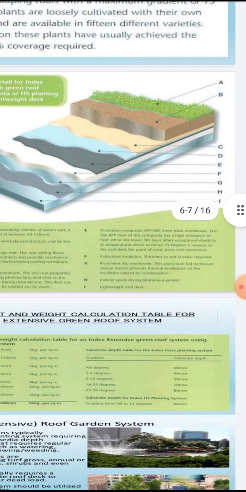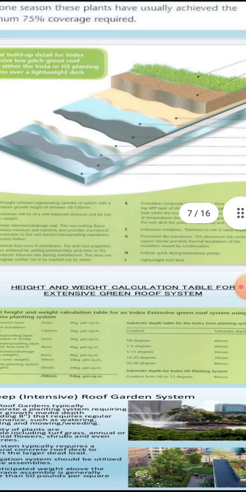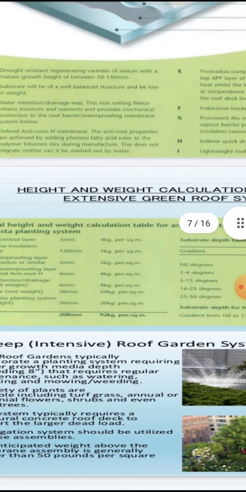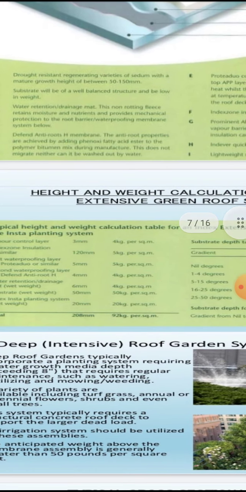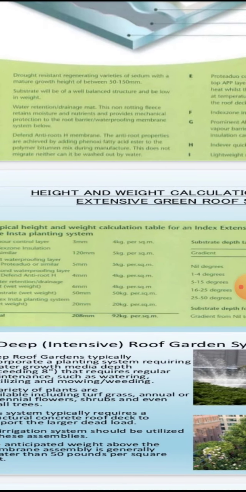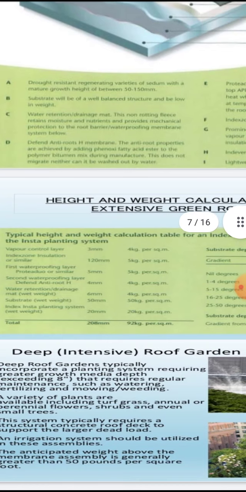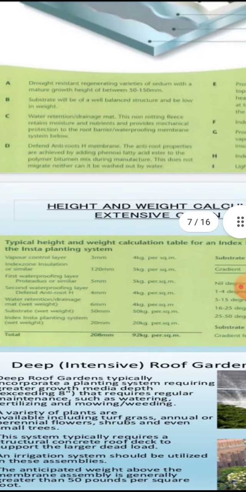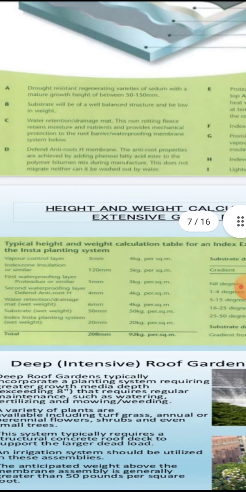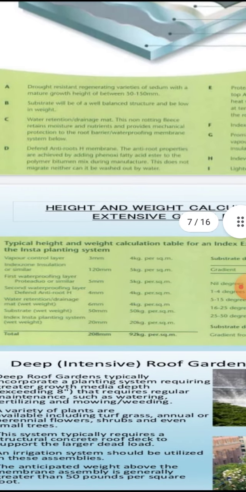Here you are observing the labels A, B, C, D, E, F, G, H, I. Here are the explanations. A means drought resisting varieties, generally at the top. At B, the substrate is well balanced and low in weight.